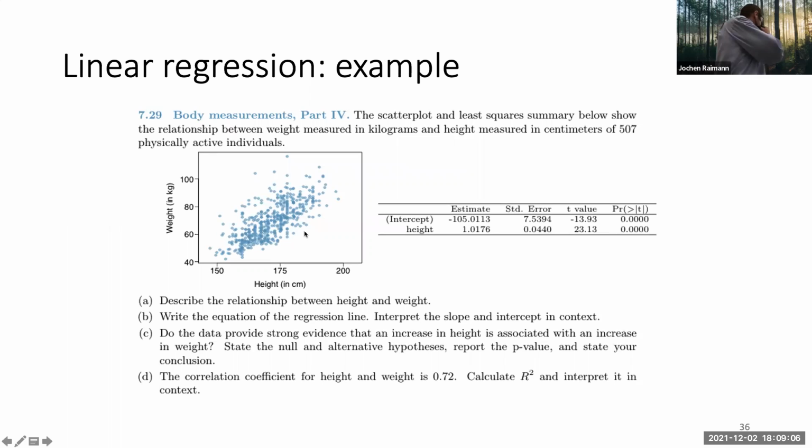As an example here, we have the association between weight and height. And that's maybe an interesting example. When you look at this now, there are some questions: describe the relationship between height and weight. Is this a linear relationship, or is this not a linear relationship? It is to some extent linear, right?